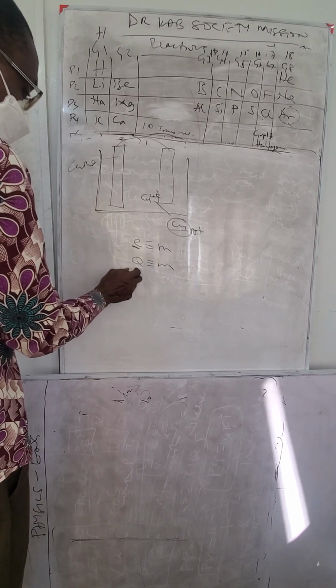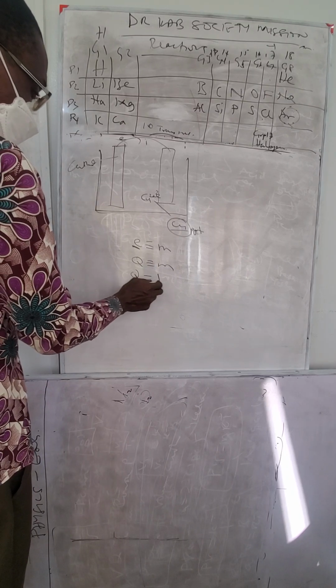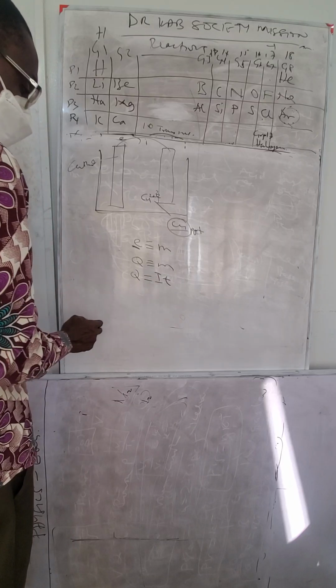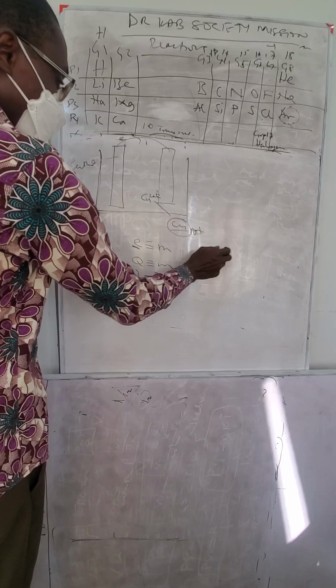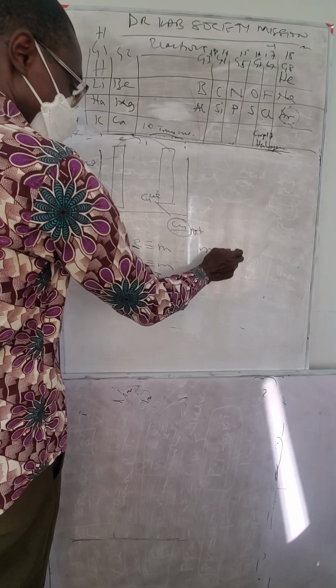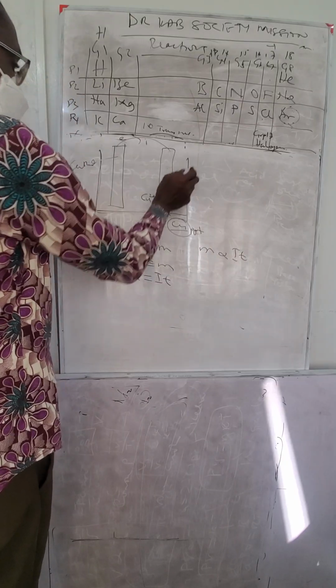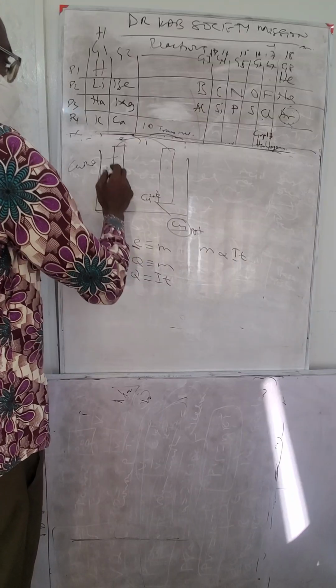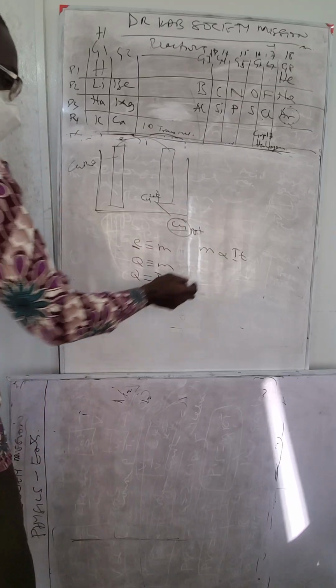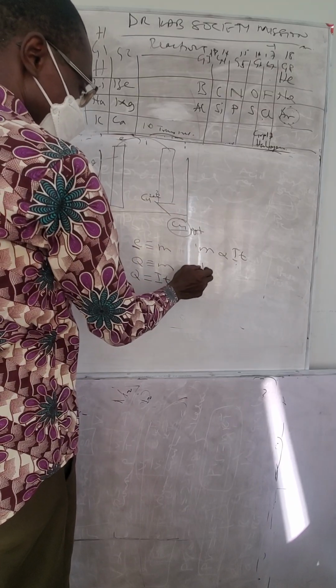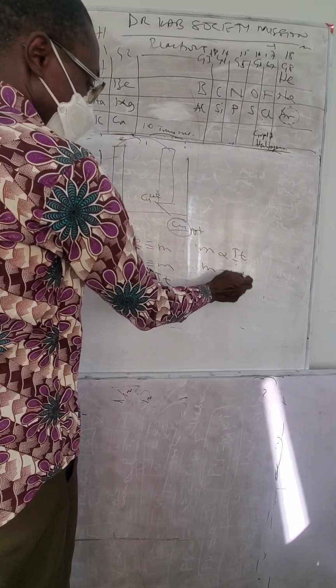And then from this one, we know charge is equal to what? Your current times your time. So it means that m is proportional to current times time. If we know the current flowing and the time it is taking, we can tell. So from here, we can see that m is equal to what?